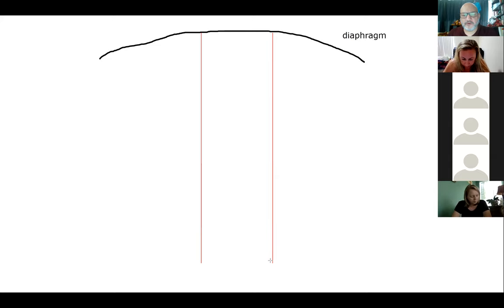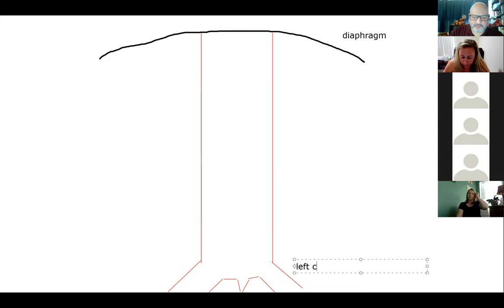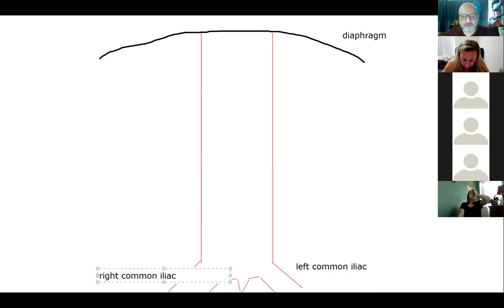down here, the abdominal aorta is going to branch into not one, not two, but three blood vessels coming out of this. And as we mentioned, they are the left common iliac, the right common iliac, and down the middle here, the median sacral, which feeds the sacrum and the coccyx.